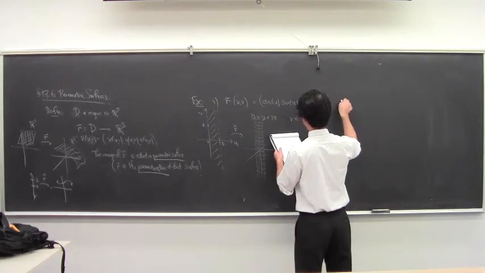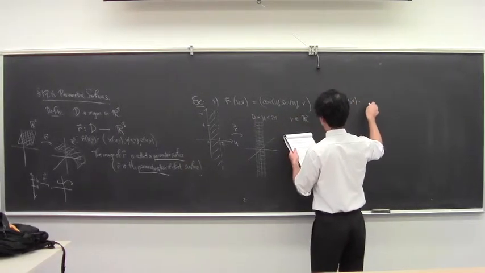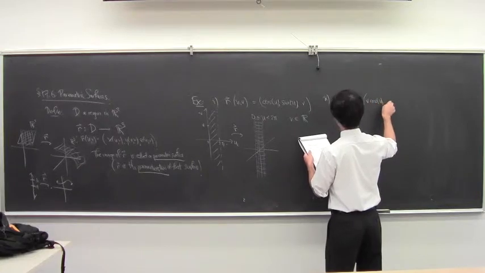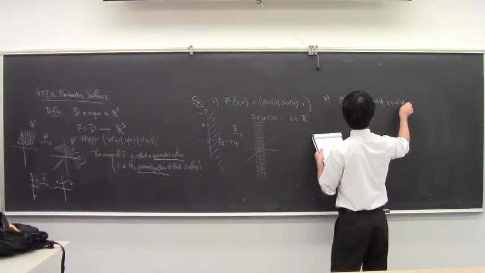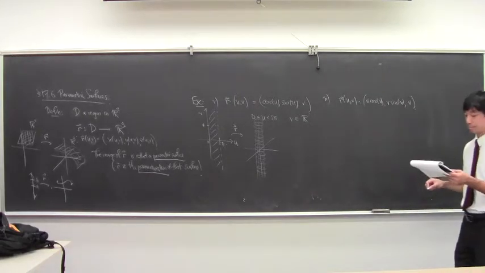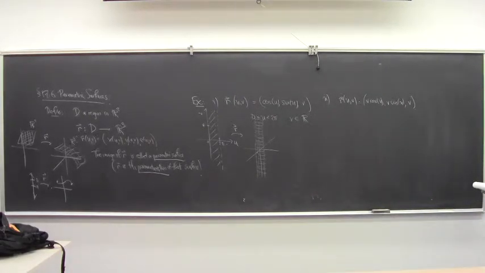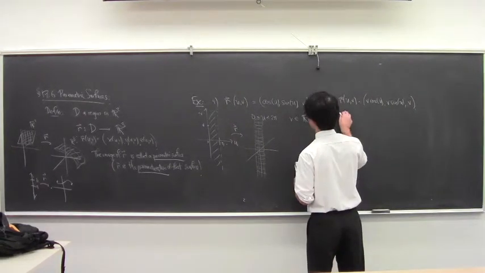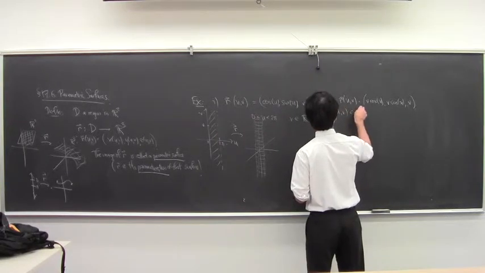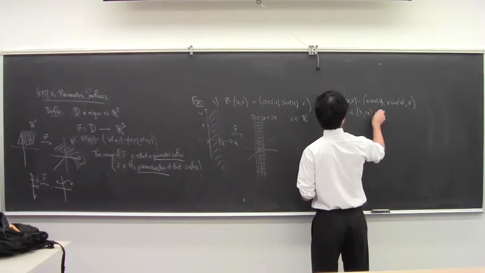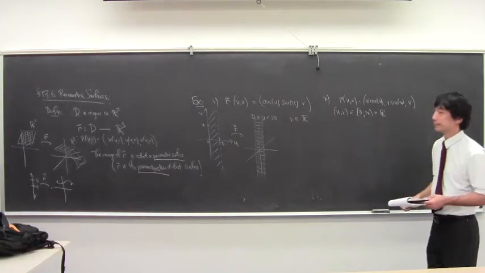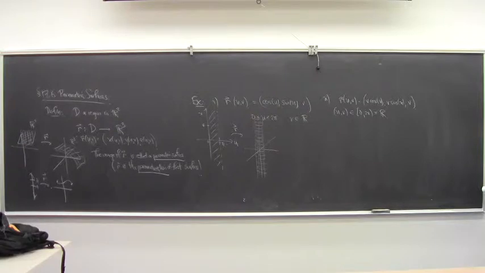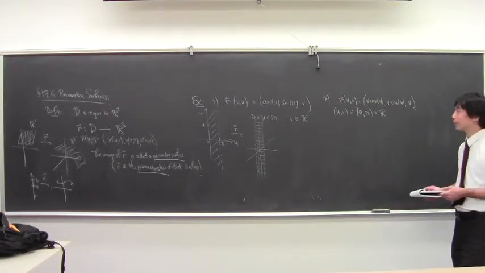Number 2, let's try this one. R of u, v is v cosine u, v sine u, v. Okay, and we'll use the same domain. So again, u, v lies in 0 to 2 pi cross R. Peter? Would it be like cones going through? That's right. Yeah, it'll be a cone.